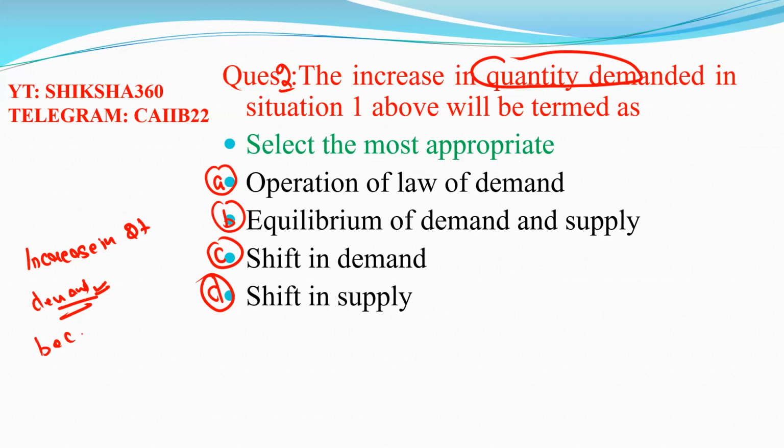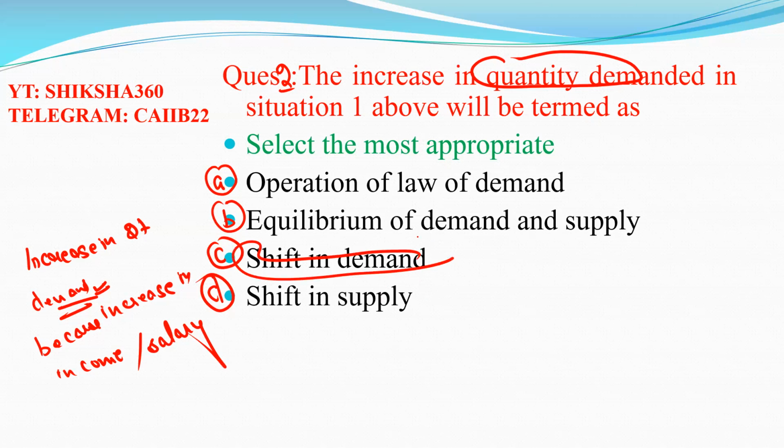Because of the increase in income or salary. Here, the increase in quantity demanded is basically due to the increase in income or salary. So it is a shift in demand. Basically, the answer here is option C, shift in demand.